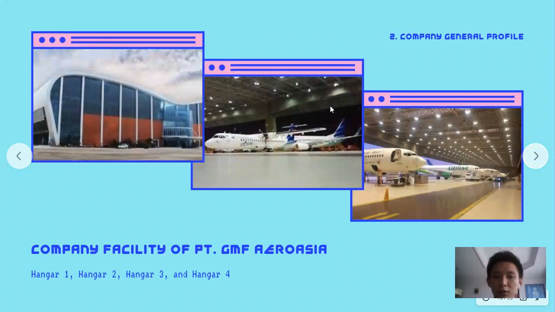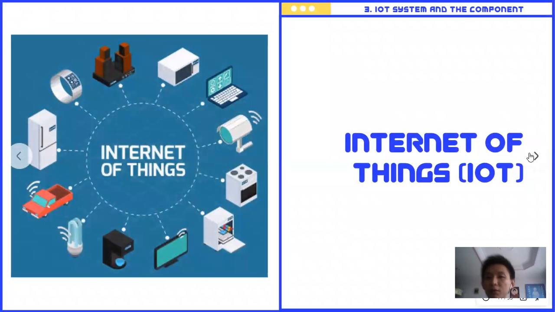Next one is the company facility. So generally there are 4 hangars in PT Kemek AeroAsia, hangar 1, 2, 3, and 4. And hangar 4 is the newest one. So come to the next outline about the IoT system and the components. So this is the basic theory.